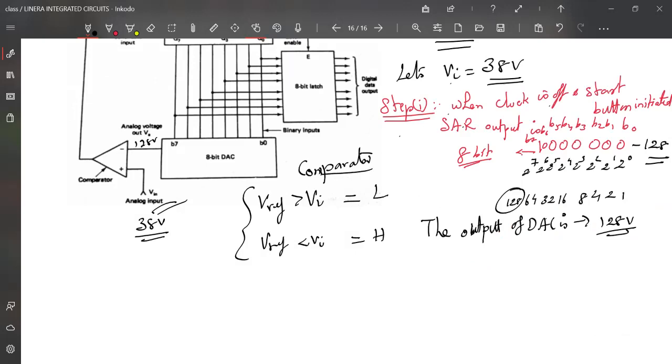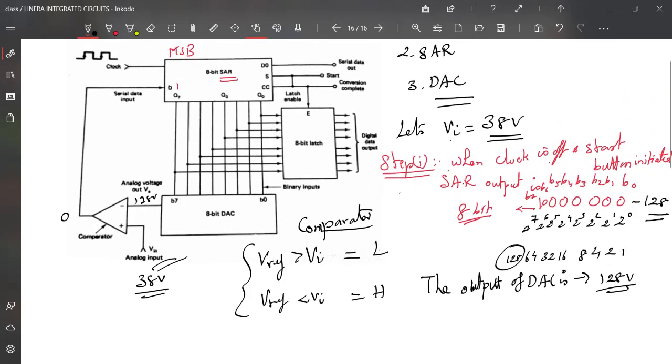As the reference voltage is higher, the comparator output will be low, so it will be 0. This 0 will be given to the SAR register. As the bit is 0, the clock pulse will not be given, so the next successive bit will become high.